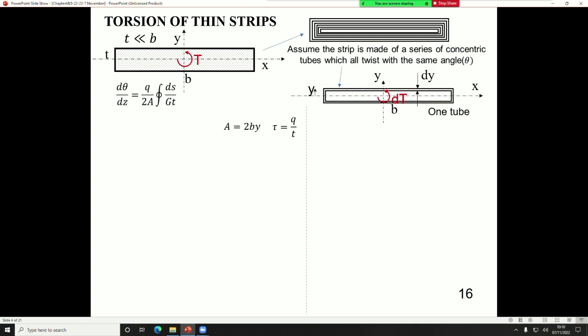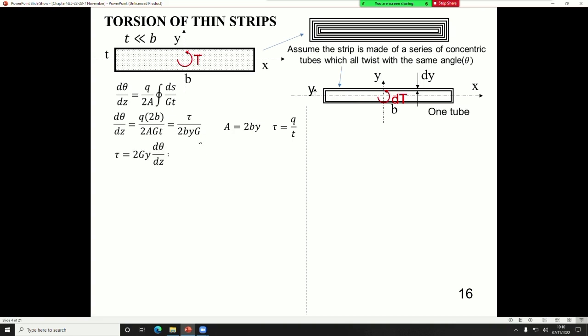So I'm going to substitute this value in the top equation. In that case, we have d theta over dz times the loop integral of ds, which is equal to 2b, equals 2 times the area enclosed by the perimeter, multiplied by G times Q over t. Q over t is equal to the shear stress, and the area is equal to 2by. So if I substitute the values, I get this equation. The rate of twist is equal to the shear stress divided by 2 times the width of the strip, multiplied by the coordinate y, or the distance of this fiber from the x-axis, multiplied by the shear modulus. So this is the first equation that we found.